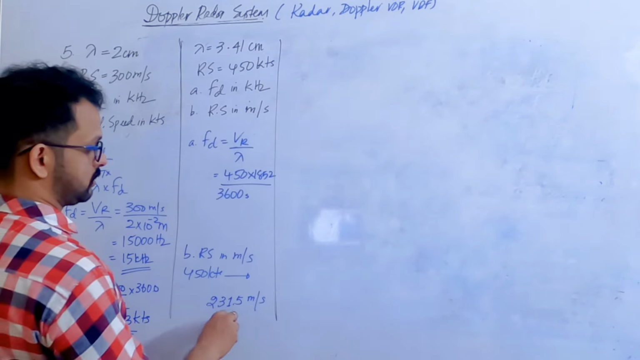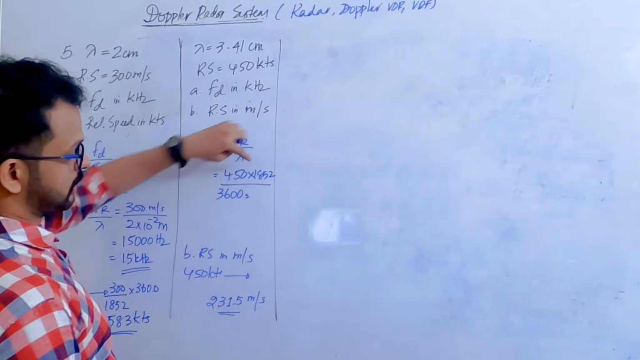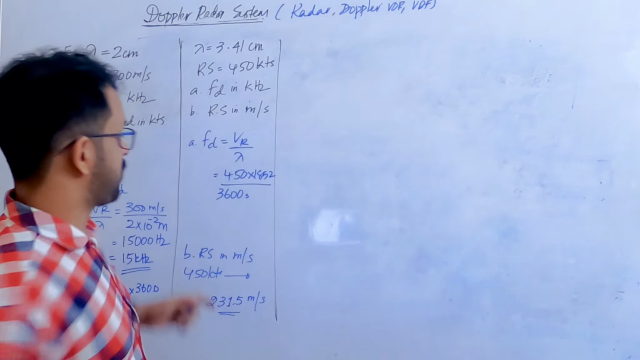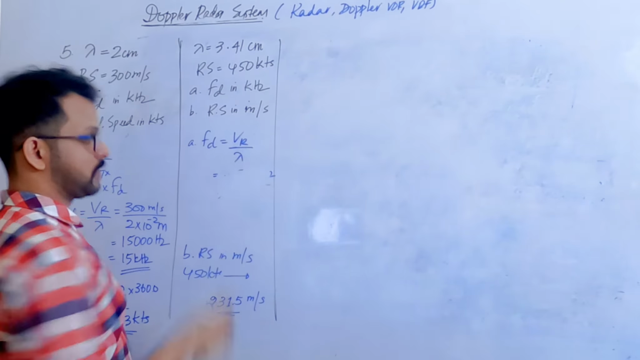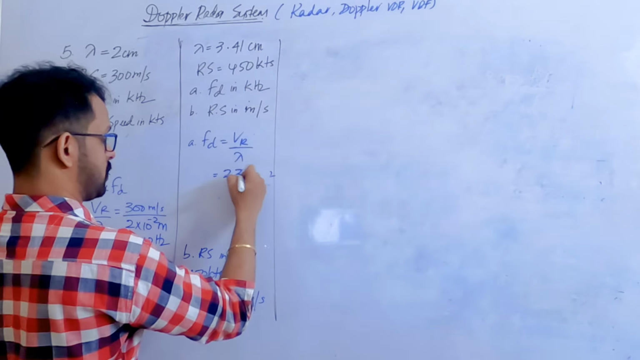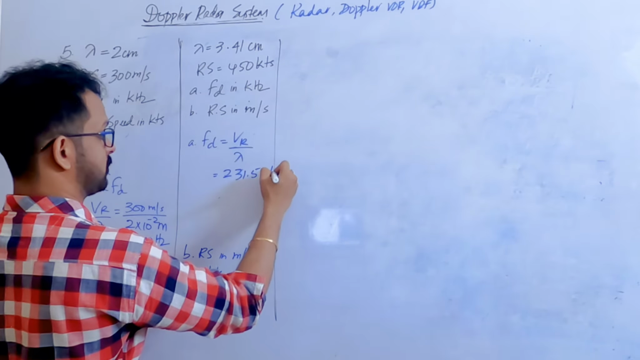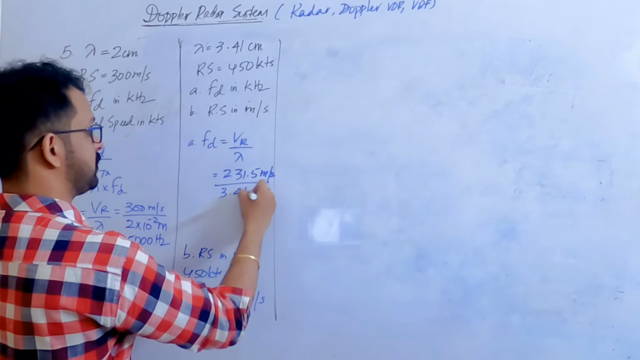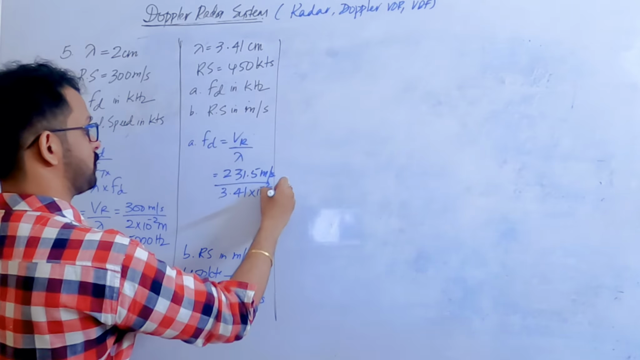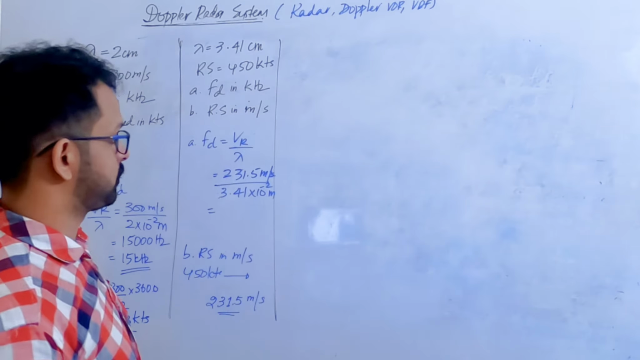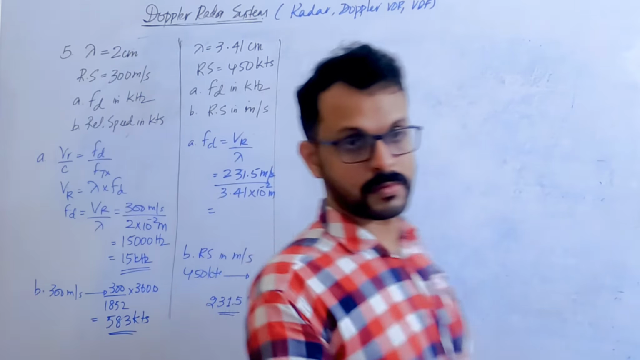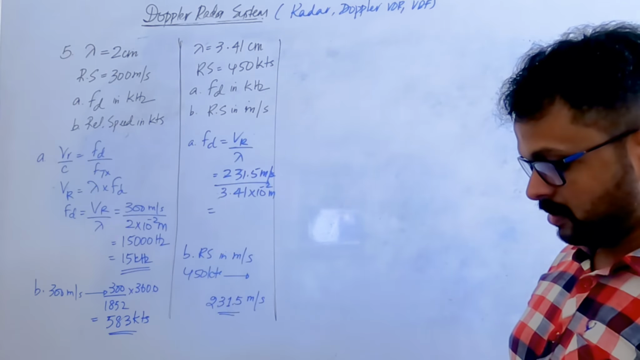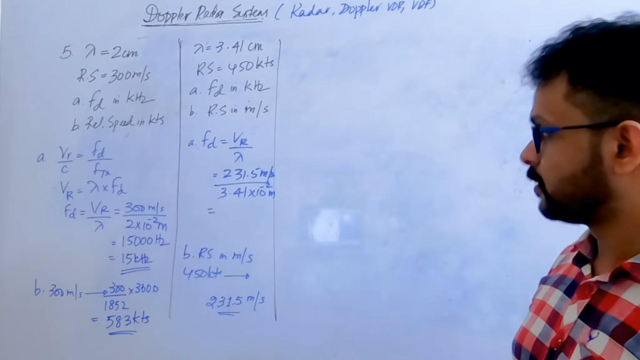Right? So substituting, this is exactly how it is done. We're converting that to meters first and then dividing by seconds, you will get 231.5. Now putting that in meters per second here straight, so it's 231.5 meters per second divided by the wavelength, 3.41 centimeters. Converting that to meters, it is 3.41 times 10 raised to minus 2 meters. What is the answer? 231.5 divided by 3.41.